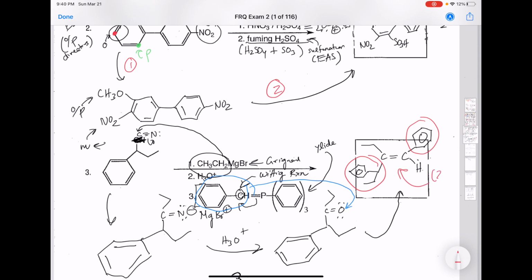So that gives it an E, or trans, geometric isomer. It is this specific isomer, and this is an important thing to know. Okay, so trans isomer selectivity. This is what you will see for the Wittig reaction. So please keep an eye out for that. But with that, that should be our final answer for question 3.